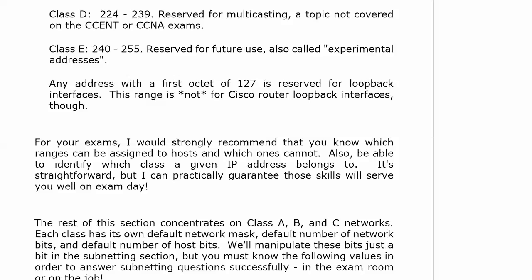Now, finally, we have Class E, 240 through 255, reserved for future use, also called experimental addresses. Ooh, spooky. Now, let's see. Any address with a first octet of 127 is reserved for loopback interfaces, but not for loopback interfaces on Cisco routers or switches. What a loopback interface is, and we will configure them in the course, is a logical interface. They do not physically exist on your router or your switch.